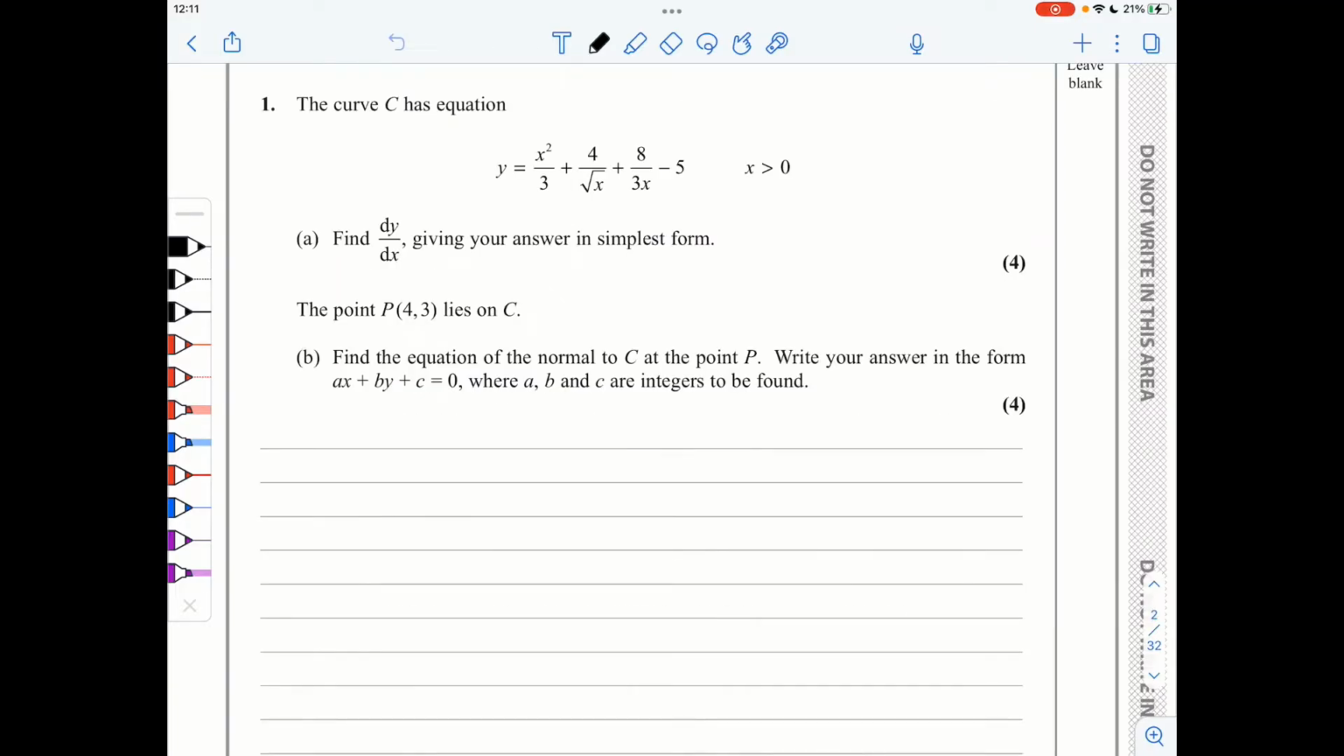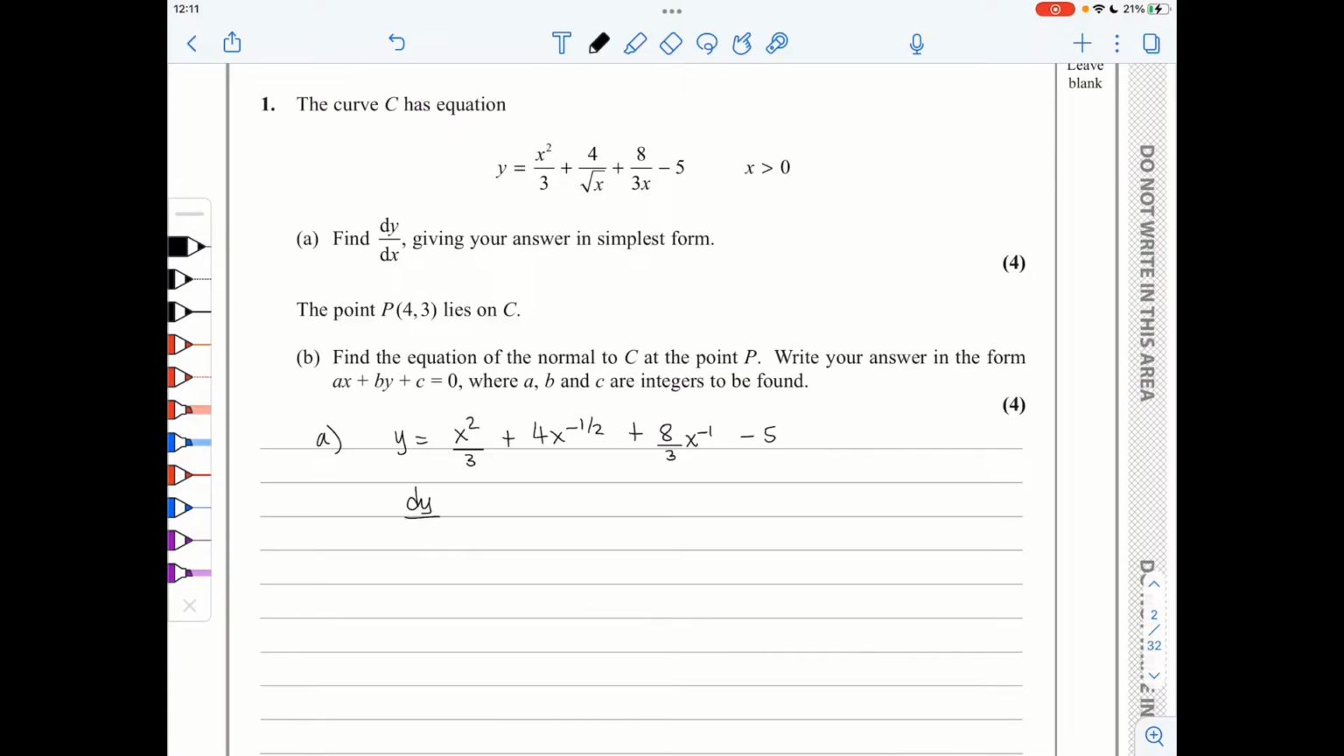In question 1, we're being given the curve C with this equation here, and we need to find the dy/dx, giving our answer in simplest form. So I will actually start off by writing out y as x squared over 3 plus 4x to the minus a half plus 8 over 3 x to the minus 1 minus 5. I need to have x to some power for each term so I can get the power down and deduct 1 from the power when I differentiate.